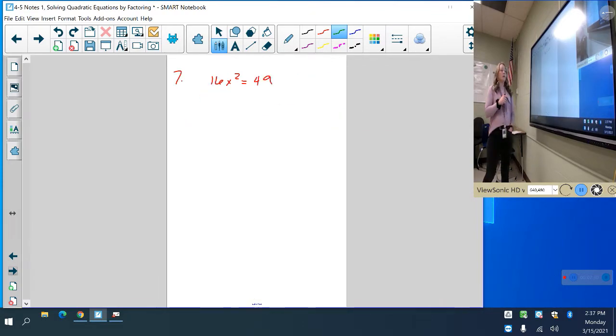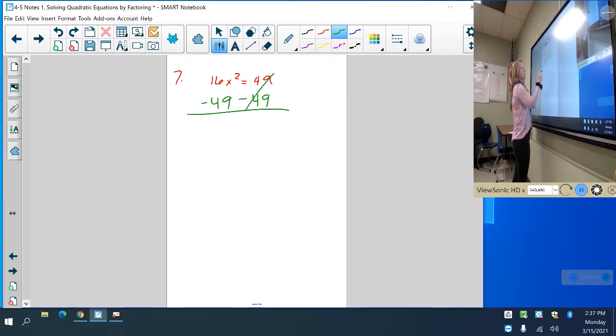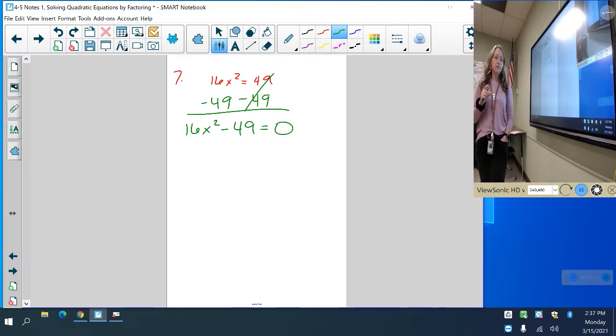All right, 16x squared equals 49. Set the equation equal to 0 first. This one's not set equal to 0, so I have to subtract 49 from both sides. So it's going to be 16x squared minus 49 equals 0. And if you notice, I do not have a middle term here, but I do have two perfect squares that are separated by a subtraction sign. And if you remember, that's a special case.